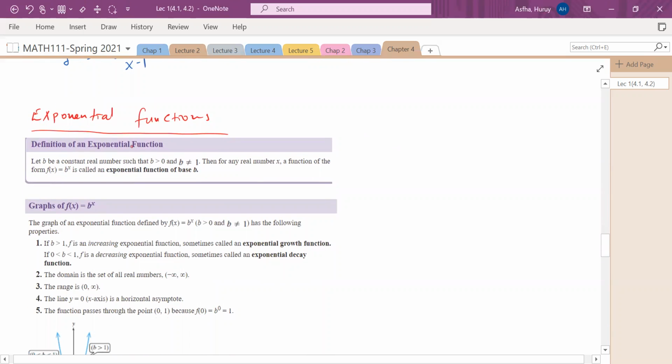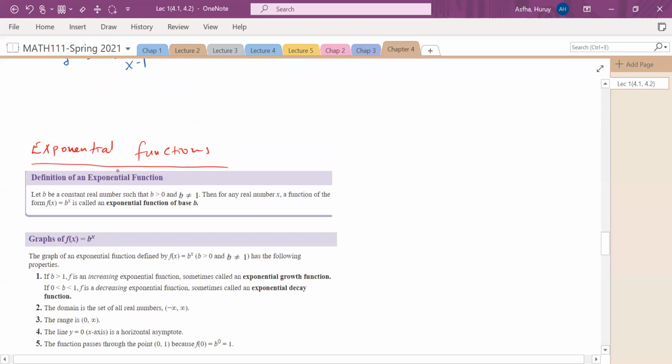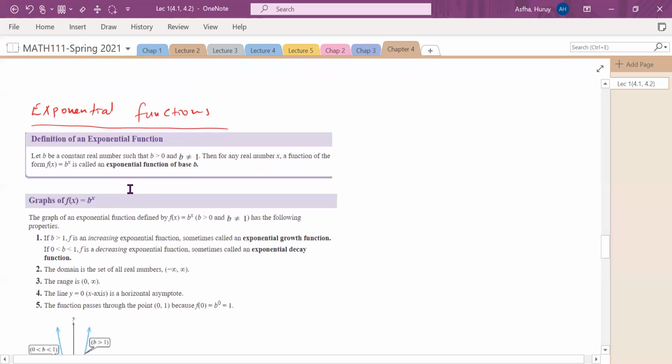Okay, so now we learned what an inverse of a function means and how we can find inverse of functions. And the next is exponential functions. Now, what is an exponential function? Well, an exponential function is a function which is given in the form of f of x equals b to the power of x, where b is a constant. B could be between 0 and 1, or b could be greater than 1. Okay, we don't want b to be 1.